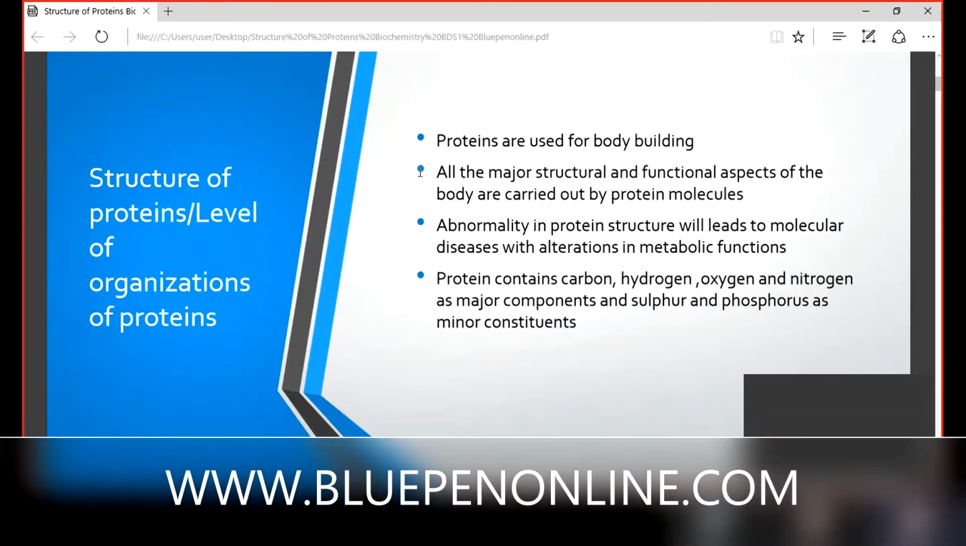We are in proteins. Proteins are used for bodybuilding. All major functional and structural aspects of the body are carried out by protein molecules. Abnormality in protein structure will lead to molecular diseases with alterations in metabolic functions.